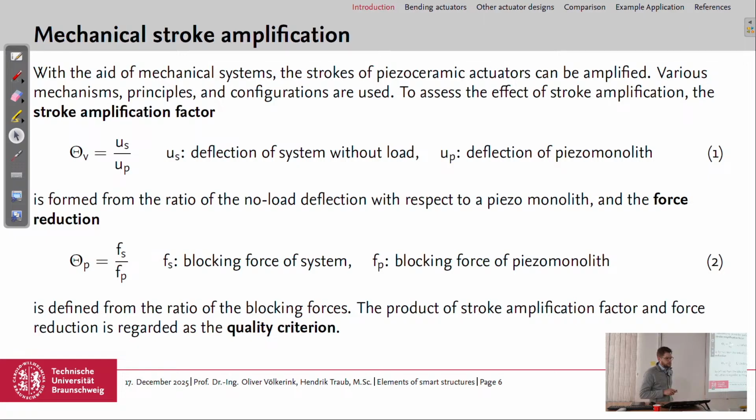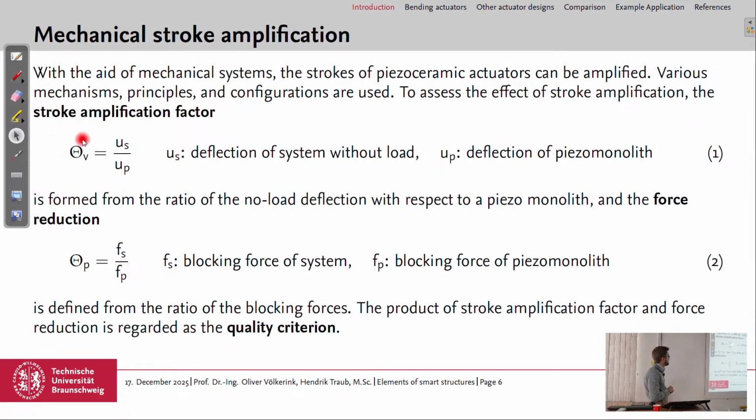Why do we want to have stroke amplification? As we have seen, the piezo-ceramics have very small deformations, 0.1%. And this is often not enough for our technical use cases. And therefore, we design systems which amplify the stroke or the displacement. And we have two criteria, or three in total.